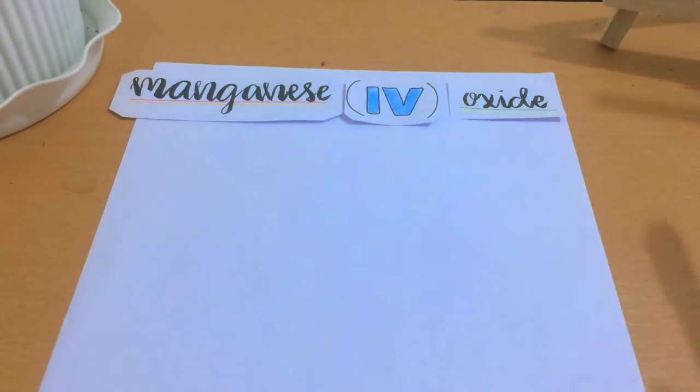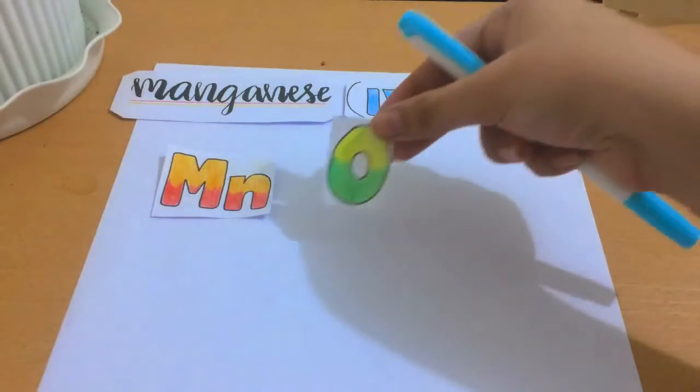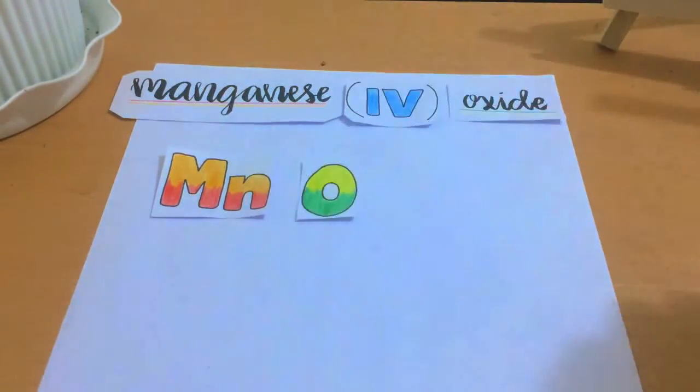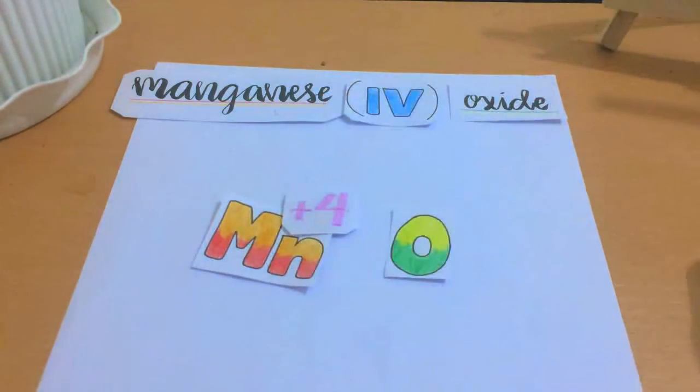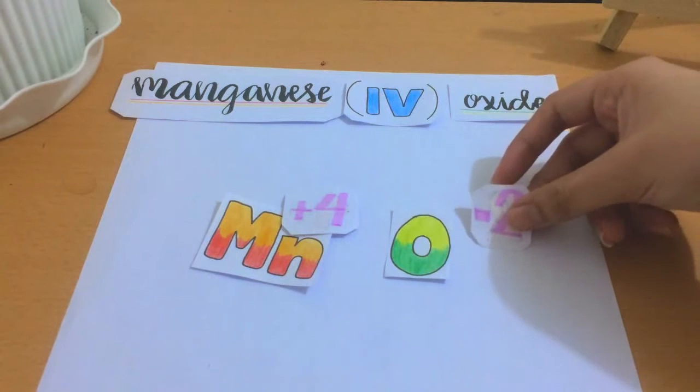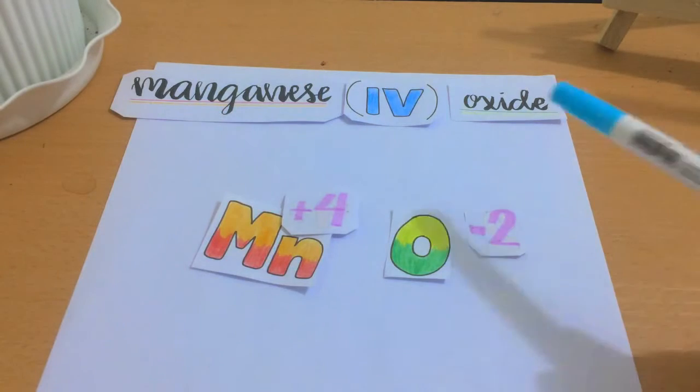Use the periodic table to determine the symbol of the elements. You will know that manganese has a symbol of Mn and oxygen has a symbol of O. Then, what we will need to do is to write both of the symbols. To determine the charge of the elements, you can use the periodic table again. If you look at the given name of a compound, manganese is a transition metal, so the charge is already written. We can easily conclude that manganese has a charge of positive 4. If you look at the periodic table, you will know that oxygen has a charge of negative 2.